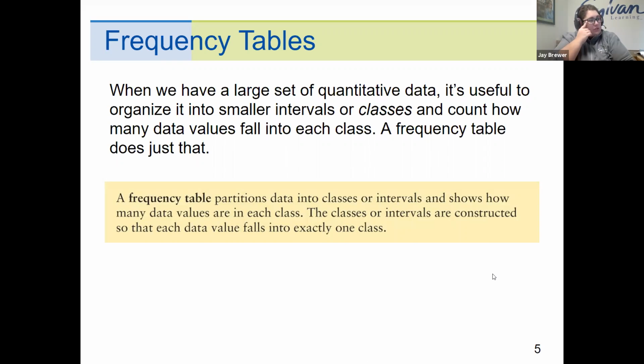If you are someone who needs to take handwritten notes and you like to write down our definitions, a frequency table is data that's split up into classes or intervals and shows how many data values are in each class. The classes or intervals are constructed so that each data value falls into exactly one class.